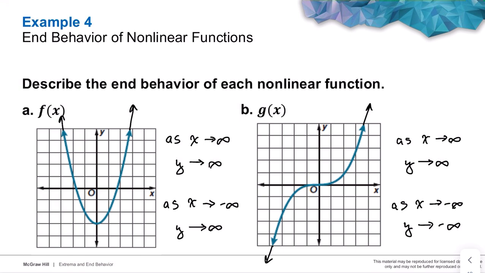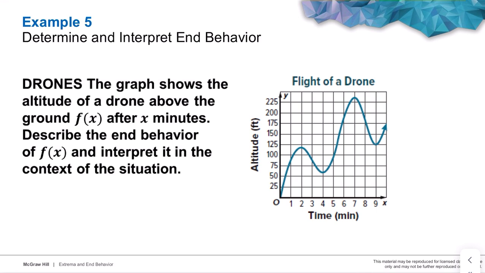All right, so last couple examples I got for you. This is supposed to be a real-life situation. The graph shows the altitude of a drone above the ground, f of x, which is y, remember, after x minutes. Describe the end behavior of f of x and interpret it in the context of the situation. Now, basically this is what we're doing. As x is increasing, so as x is going to positive infinity, what is the y value doing? Okay, the y value here is going up, which means y is also increasing, going to positive infinity.